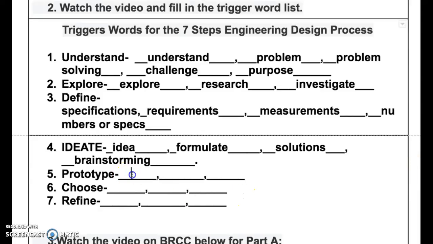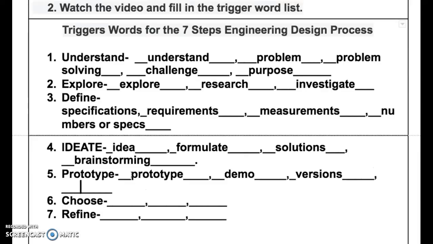Next word, prototype. A trigger word for prototype is prototype. Another one is demo or demonstrate. Versions, plural. Attempts. And multiple attempts. Well, it's the same thing as attempts, so that'll be fine. So whenever you see any one of those words, you're talking about a prototype scenario.